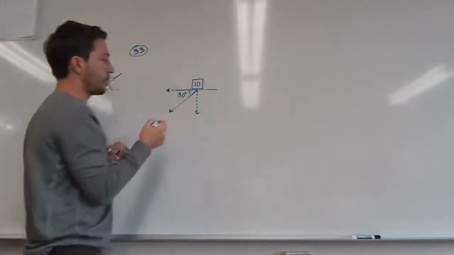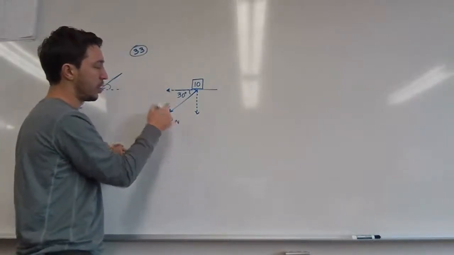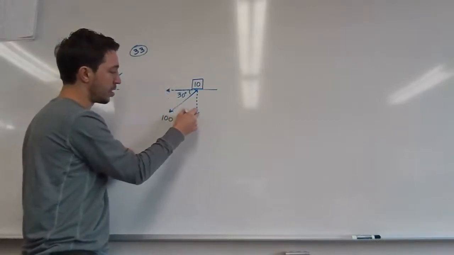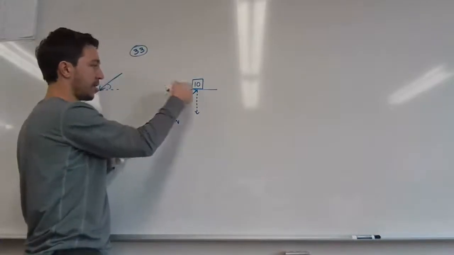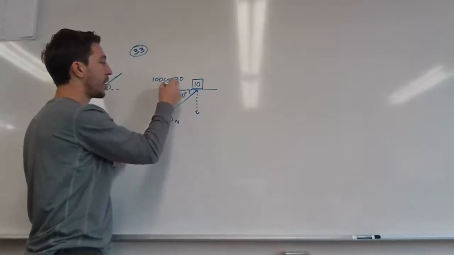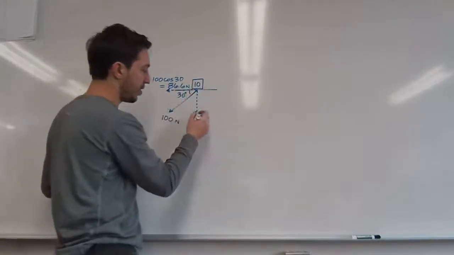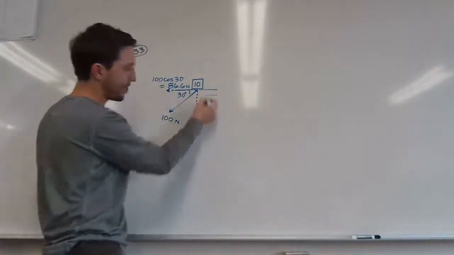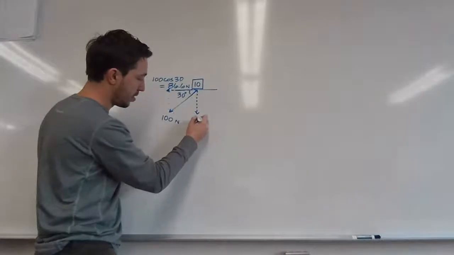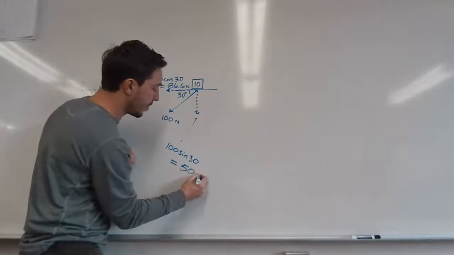So once again, if this is 100 newtons, what's the calculation here? This vector is 100 times the cosine of 30, which is about 86.6. And then this downward vector, I need to leave some room for the gravity vector. I haven't put that in yet. But this vector here is going to be 100 times the sine of 30, which is 50 newtons.